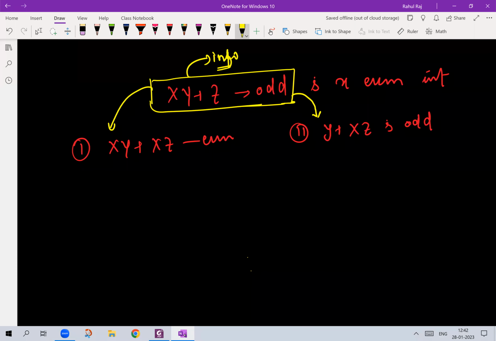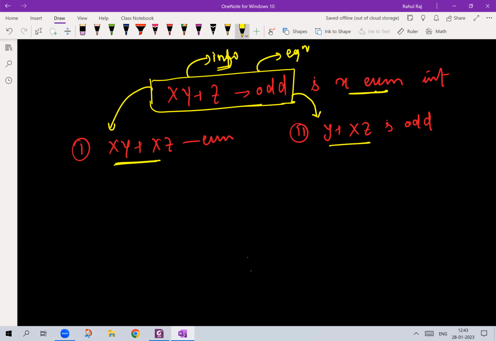And don't you feel this information is given in terms of an equation? 100% xy plus z is equal to an odd number. This is the equation that is given to you. The question is asking, is x an even integer? Statement number 1 is given in terms of an equation, that is xy plus xz is even. Statement number 2 is given in terms of an equation, that is y plus xz is odd.